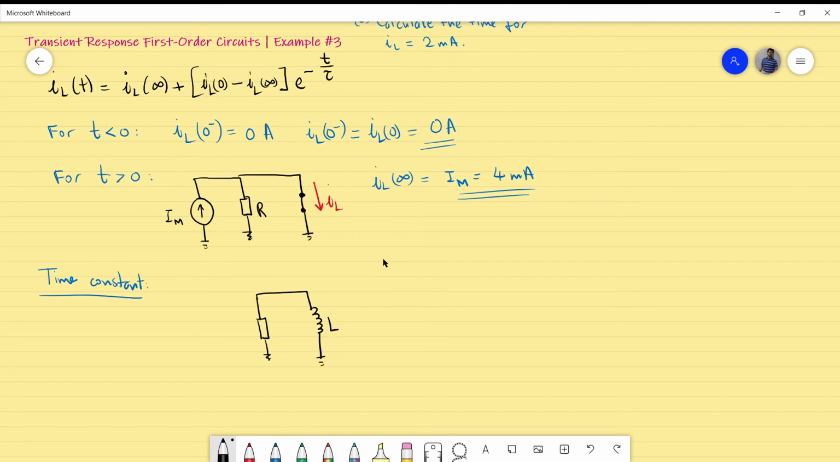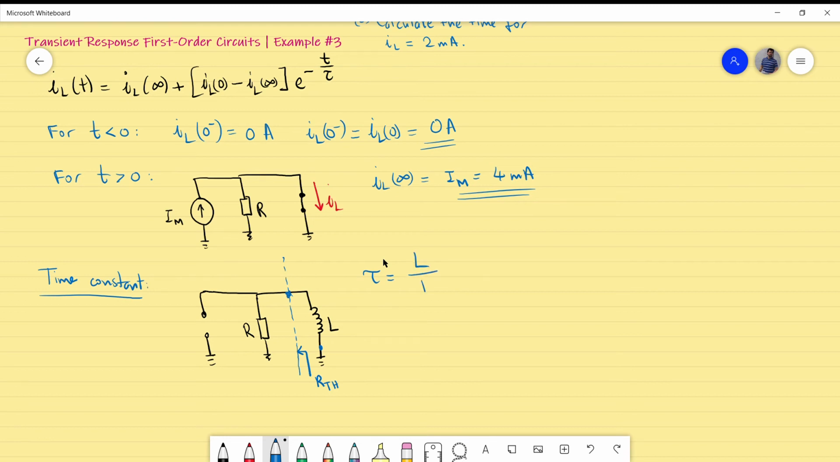So we have the inductor, we have the resistor, and what we say is for resistor measurements or resistor calculation, we disable or turn off all independent sources. So for an independent current source, that will mean an open circuit. So this will be gone, and we look between the terminals of the inductor. So we look at it like this. This is the Thevenin resistance, which we use in the calculation of the time constant.